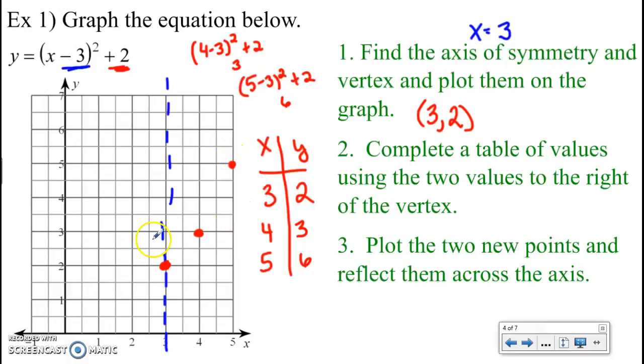Remember from standard form, all we have to do is reflect them to the other side. So there's the other half of my parabola. I'm going to go ahead and draw that in. Missed that point there. It's close. And there's your parabola. Definitely a lot faster than standard form, but it's not always going to be in this form, so we need to know both ways.